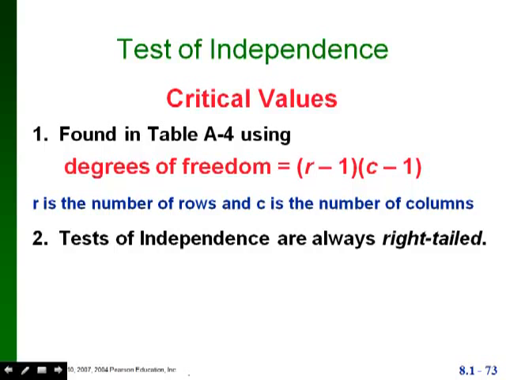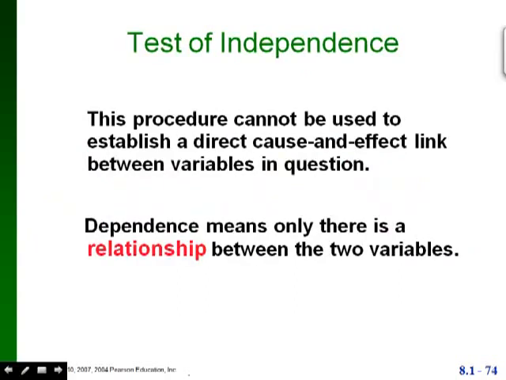That's what we use to calculate our degrees of freedom. So you take your number of rows minus 1, your number of columns minus 1, and you multiply those 2 numbers together, and that gives you your degrees of freedom. And tests of independence are always going to be right-tailed. Now what we're doing with this test of independence is just seeing if there's a relationship between the 2 variables. That doesn't mean that there's a cause and effect link. So it doesn't mean that a change in one variable causes a change in the other variable.